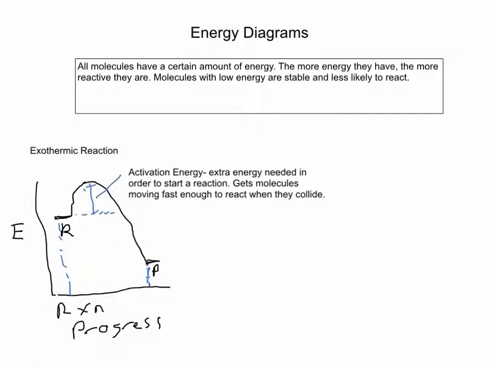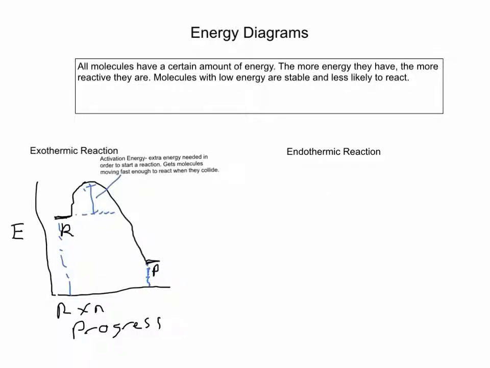Now, because the products have less energy than the reactants, that extra energy, this difference in energy, must have been released. And this is why it's an exothermic reaction. The energy gets released, maybe you're touching it and you feel that heat, you see it as light, but somehow that energy leaves the products.